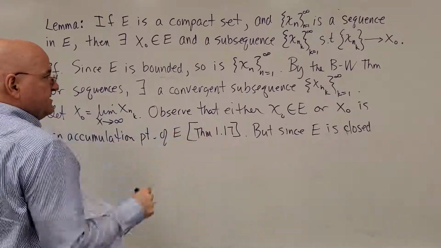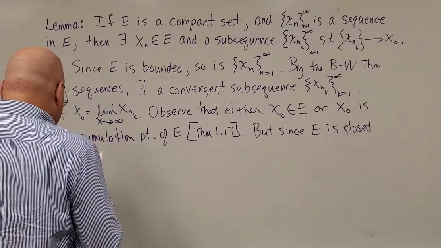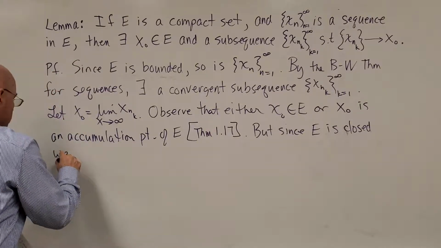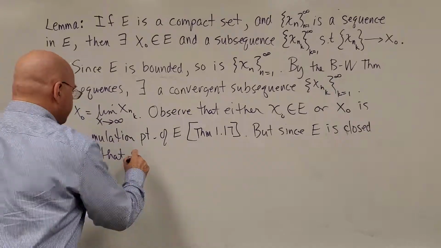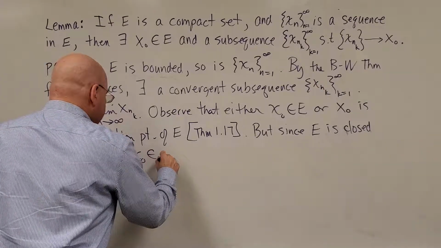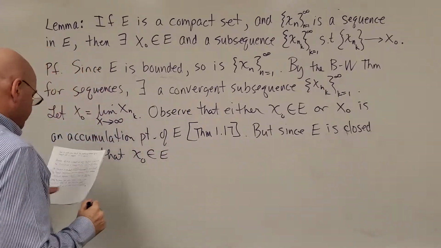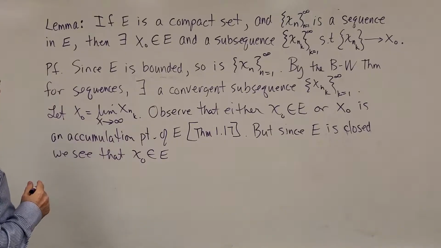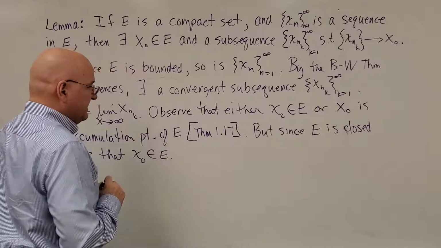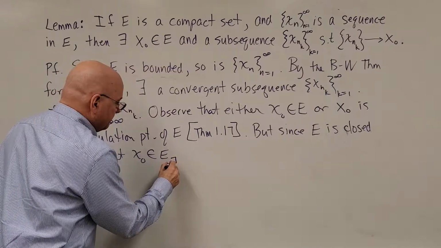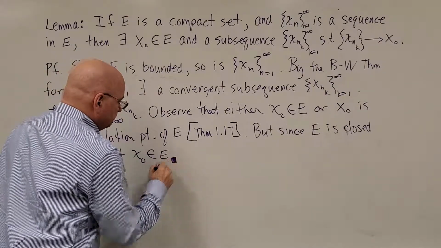So let's see, but since E is closed, we see that X naught is an element of E. That's by the definition of a closed set. It contains its accumulation points. That's the end of the proof.